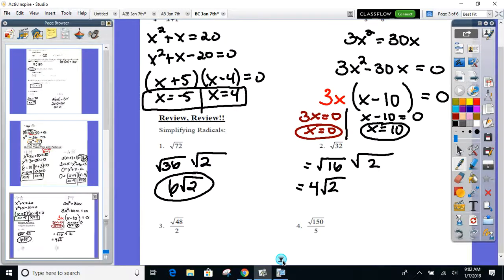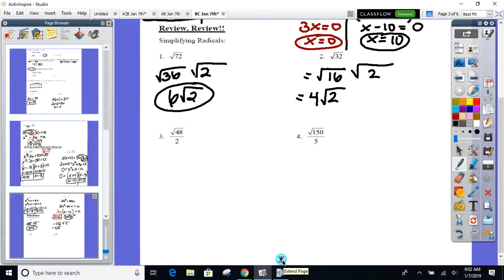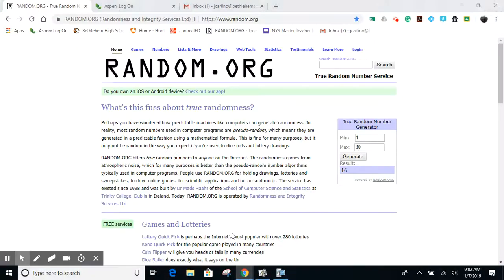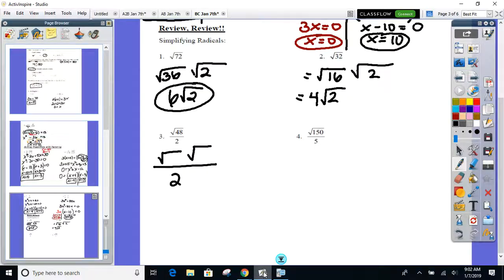Oh, now I got a little dividing it. All right, no big deal. Break down the radical first. 48, go ahead, break it down. Find a perfect square that goes into 48, the biggest one preferably. 16, biggest perfect square. And 16 times 3, I believe.